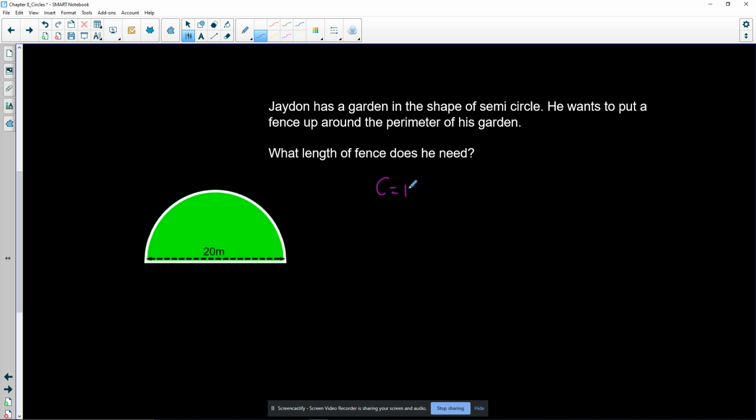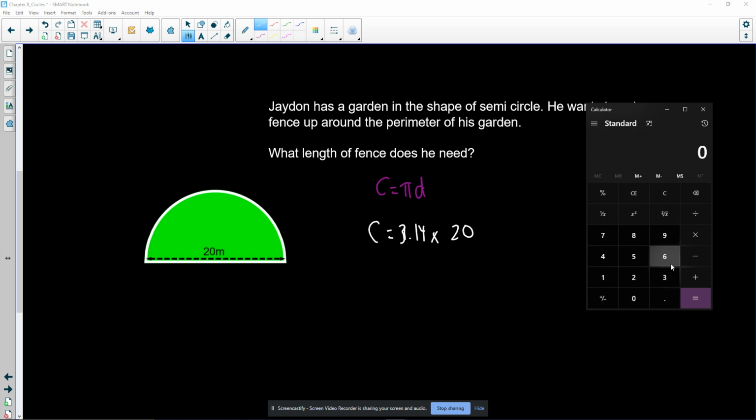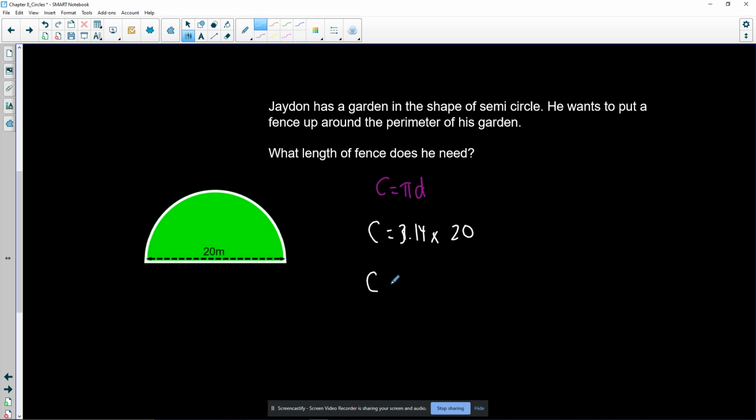Circumference is equal to pi times the diameter. Okay, and we then just replace our variables with what we know. So circumference is equal to pi, which is 3.14, multiplied by the diameter, which we were given is 20 meters. Okay, so we'll bring out our calculator here and we'll multiply 3.14 multiplied by 20.